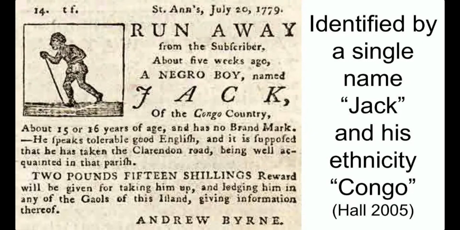Because very often the informants are people of the community, who know the difference between the Congo and the Mundingo and the Yoruba, and the different subset ethnicities were known. So pointing that out would have also been very important to the identity.